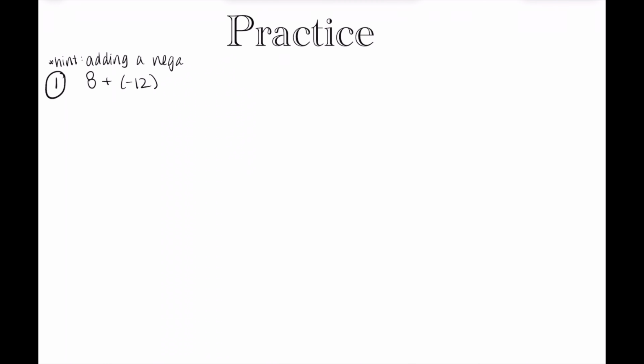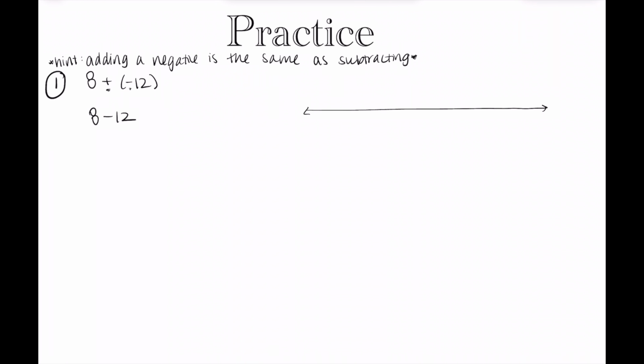So for this one, when you add by a negative, I'm going to write a little hint for us. Adding by a negative is the same as just subtracting. So when you see that, I want you guys to simplify it to just subtracting, which we will do here as well. 8 plus the negative 12, adding a negative, is the same as subtracting, so we'll write 8 minus 12. We'll go through and we'll write out our number line.